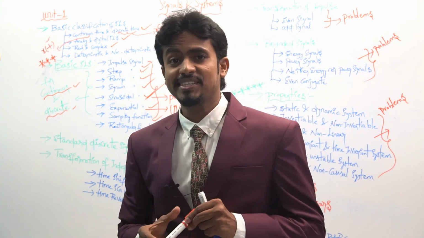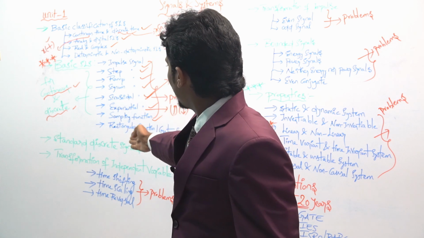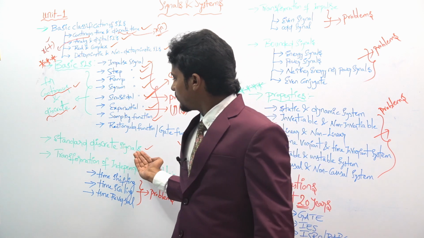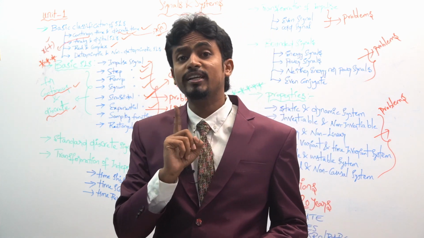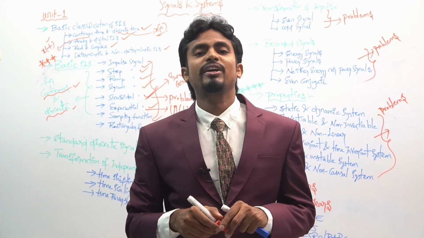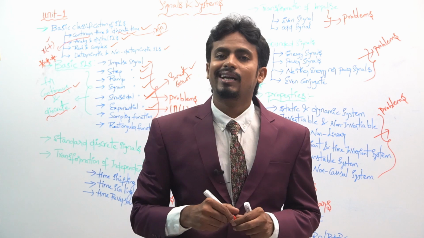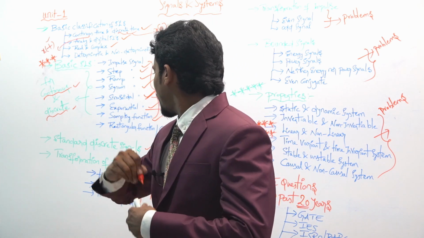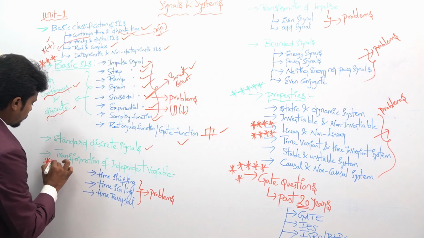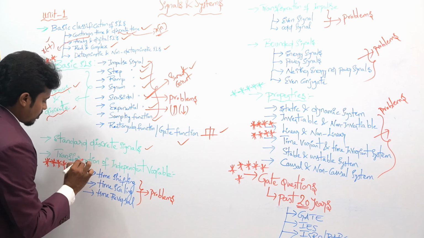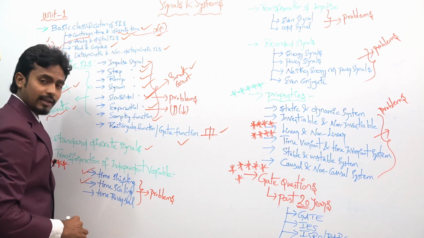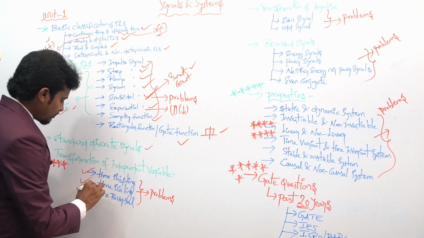Same here, with the standard discrete signals, we try to cover all of the signals that come under them. And the next important concept from your examination point of view is the transformation of independent variables. In this, we have three terms that are so important for your examination point of view. The first is time shifting and time scaling, and the next is time reversal.